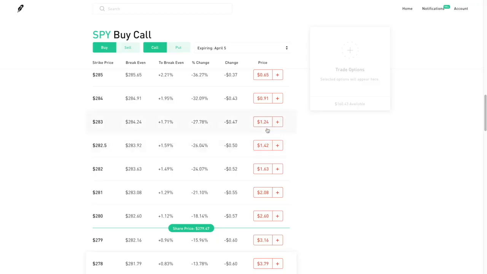Now, this is not guaranteed to be the exact amount of profit, because remember, there are other factors coming in here, such as time decay and implied volatility. But it is safe to say that if the stock jumps up another 50 cents, you're probably going to be making around $30 on that jump if you hold this option contract right here.